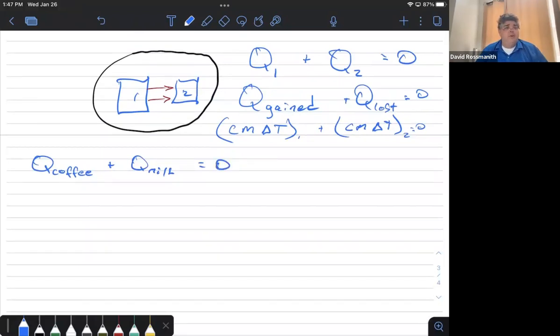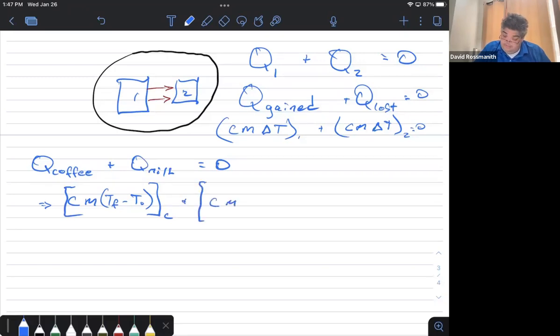From here, what is Q? Well, C for coffee, M for coffee, final minus initial temperature for coffee. So all of this is for the coffee. And then C for milk, mass of milk, final minus initial temperature for the milk. Those two things added together give you 0. And now we have our final equation.